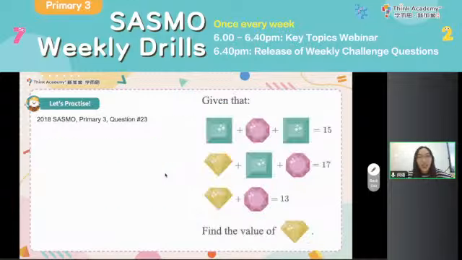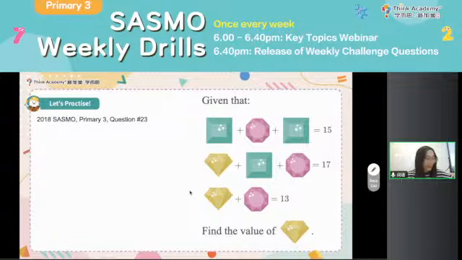Okay, now a similar one for you, okay? Maybe you can have a try. This is another question in 2018 SASMO. Again, we know that the square plus the octagon plus the square equals to 15. And then diamond plus the square plus octagon equals to 17. And also you see that for the last one, a diamond plus the octagon equals to 13. Try to find the value of the diamond. Okay, I give you some time. Yes, not that hard.